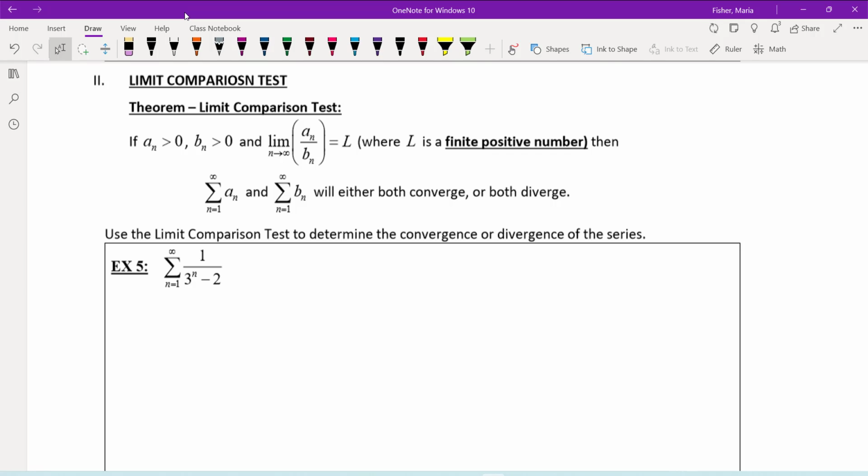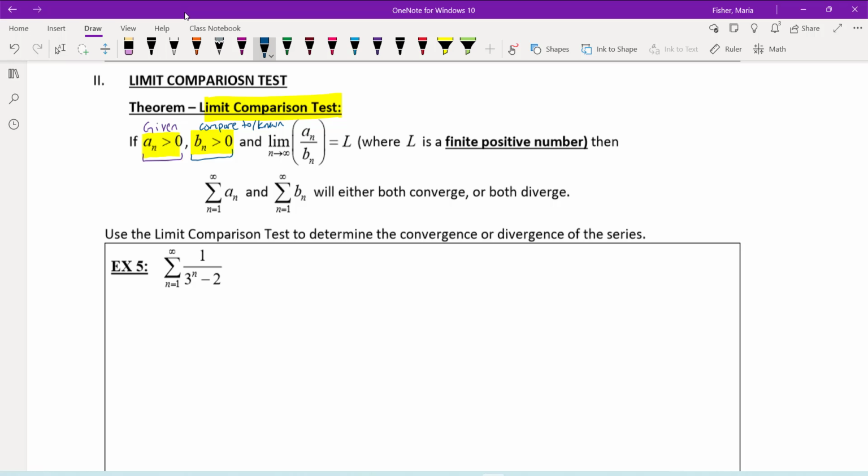Let's look at the next test, the limit comparison test. Now the limit comparison test says, let a sub n be greater than 0 and b sub n be greater than 0. Now here, your a sub n is always going to be your given series, and your b sub n is always going to be what you're going to compare it to, your known.